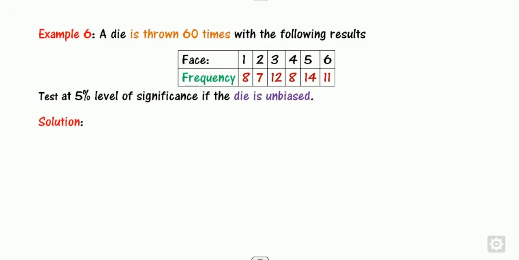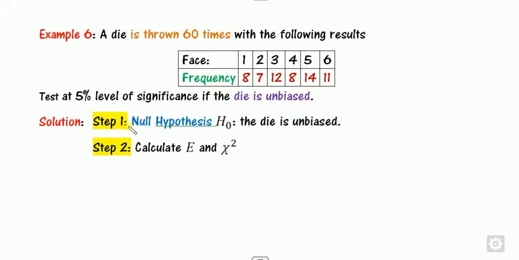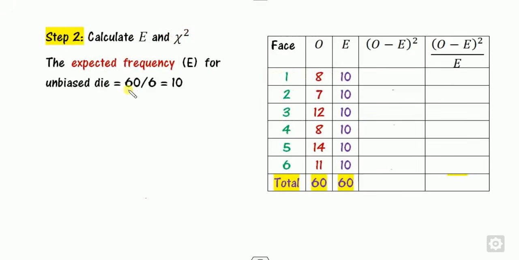Look at the last example. A dice is thrown 60 times; test at the level of significance whether the dice is unbiased. Unbiased means they have equal chance. So what is our step 1? H0: the dice is unbiased. How do you calculate E? E is n multiplied by p. What is n? It is the sum of these. If the dice is unbiased, then the probability for each face is 1 by 6. So E is calculated as n times 1 by 6, where n is the sum of this. So this is 10. So they are all 10.